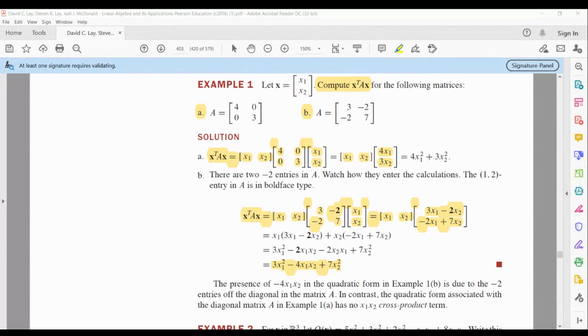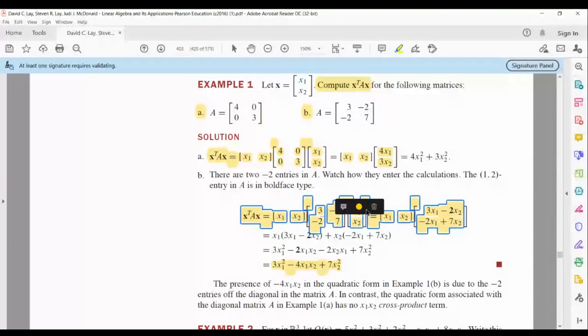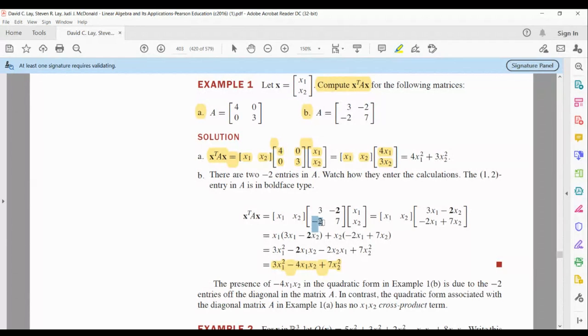The matrix A here has these two off-diagonal terms, -2 and -2. They add up to -4. And notice that -4 is the coefficient in front of what we call the cross product term, x1x2. That's the cross product term. Are there any questions so far?